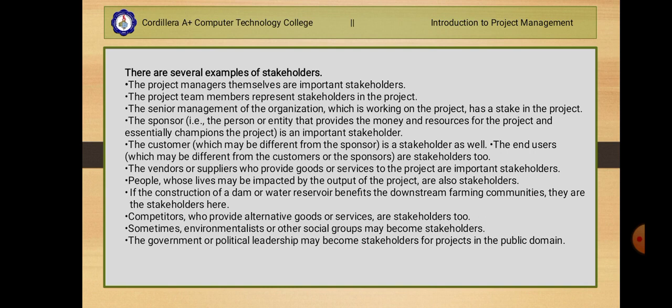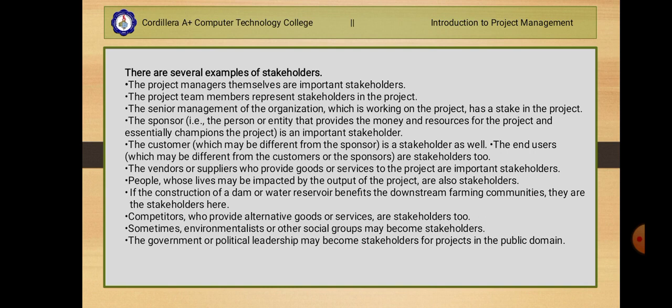Okay, so next is the government. So the government or political leadership may become stakeholders for a project in the public domain. So yan, yung mga government or mga political leadership natin, especially mga politicians natin, nagde-develop sila ng mga projects nila, kung ano yung projects, mga road, mga bridge, mga infrastructures. Or yung mga government agencies natin, yung mga Department of Highways na nagde-develop ng road or nagke-create ng projects nila, they are also considered as our stakeholders. Okay? So, yan.